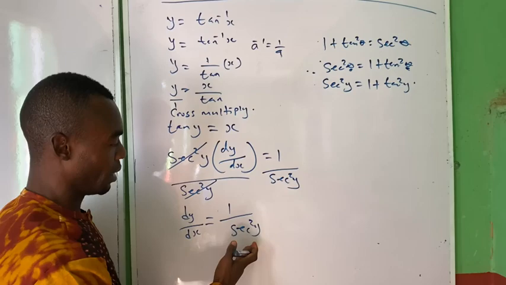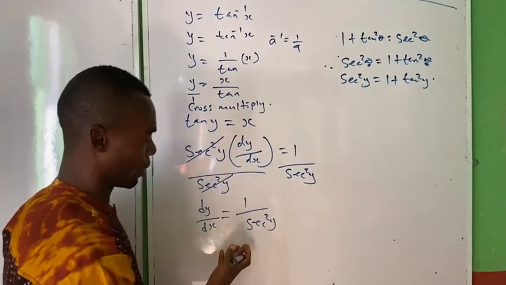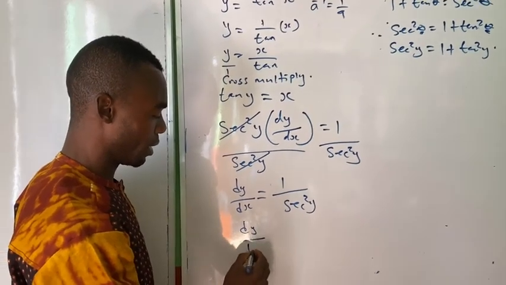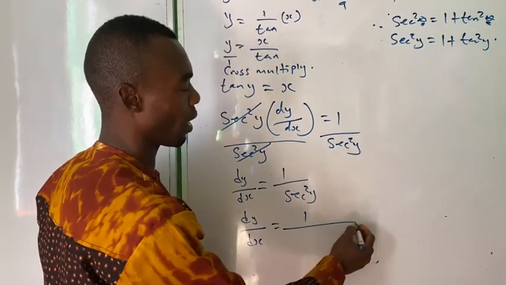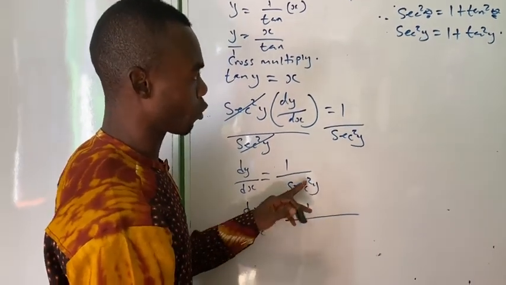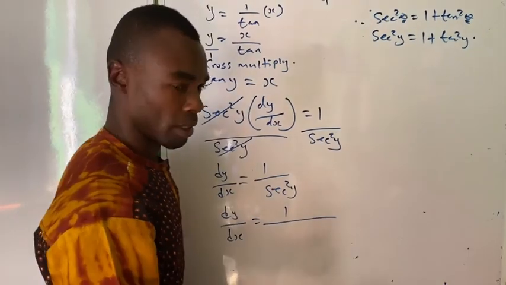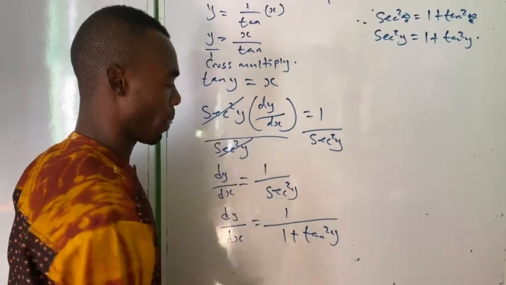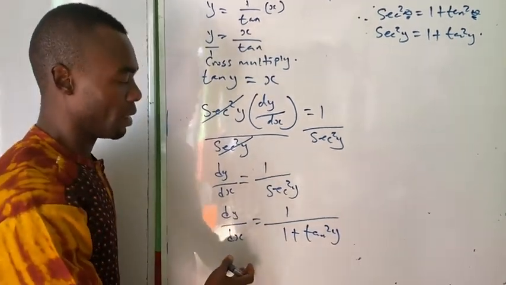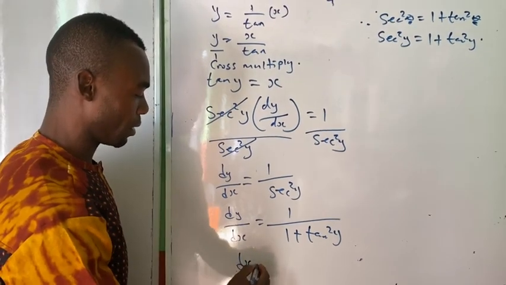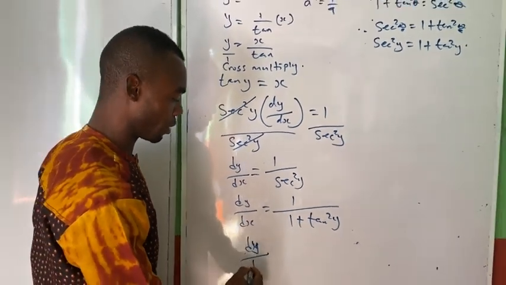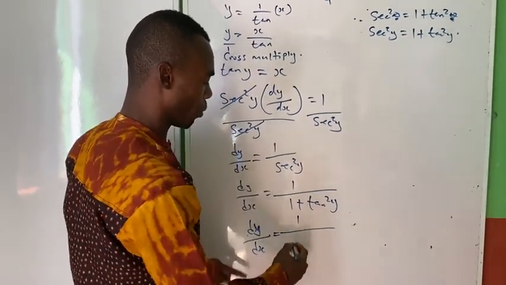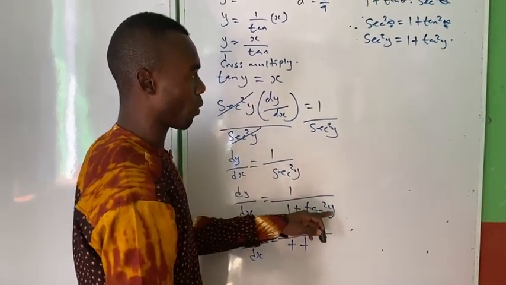Now we put this into this. We can say dy over dx is equal to 1 all over, and wherever you see sec squared y, replace it with this. Then we have 1 plus tan squared y. Now we have gotten this. So dy with respect to dx is equal to 1 all over 1 plus tan squared y.